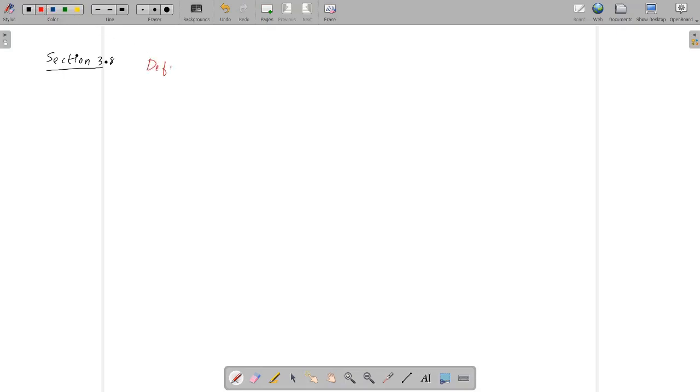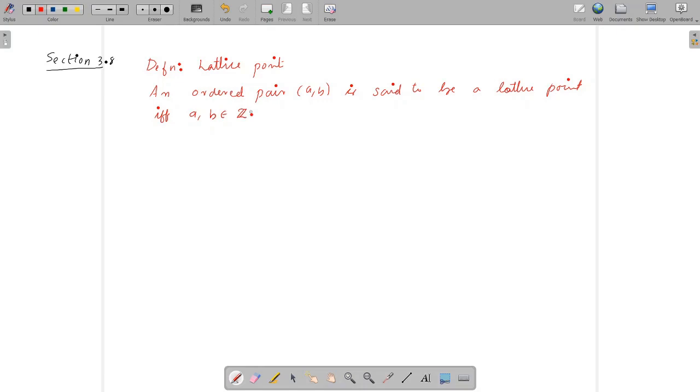Definition: lattice point. An ordered pair (a, b) is said to be a lattice point if and only if a, b are elements of Z. So this is the definition of lattice point.